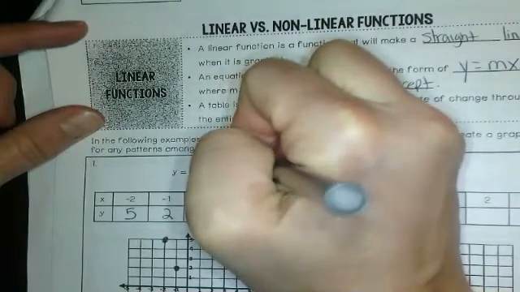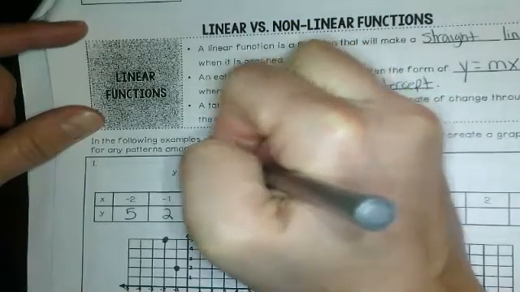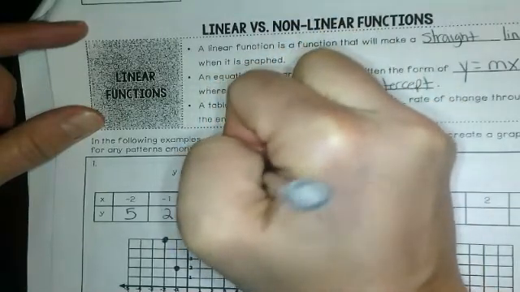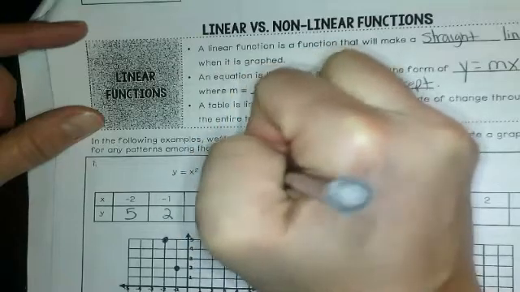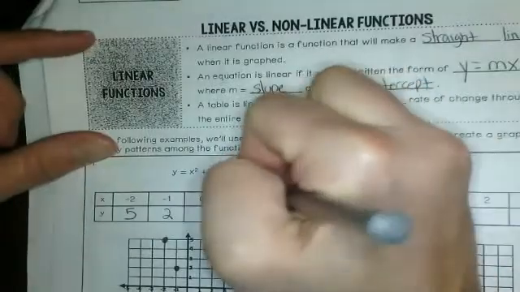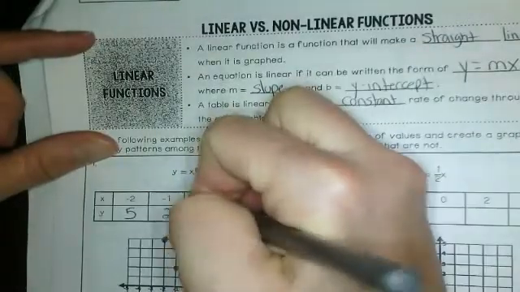So 0 squared, sorry, that's not right. This is right. Okay, so 0 squared is 0. And 0 plus 1 is 1. So when x is 0, y is 1.